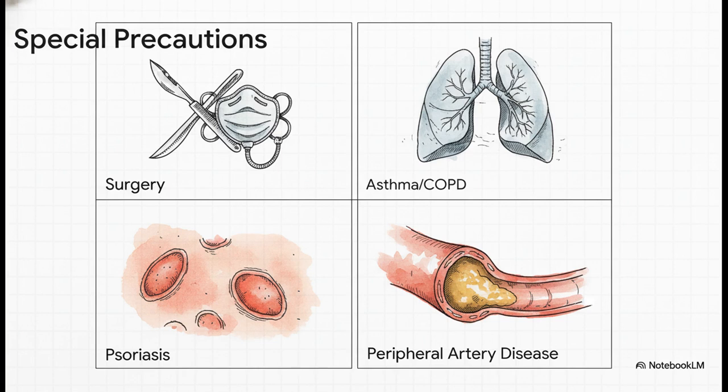And there are a few other special situations to keep on your radar. First, surgery. The anesthetist has to know the patient is on it because it can change how their body responds to things like blood loss. Next, asthma and COPD. Look, bisoprolol is cardio-selective, but it's not cardio-absolute, so you still have to be cautious. Start low, watch them closely. And finally, keep an eye out for skin issues because it can sometimes trigger or worsen psoriasis, and it can also make symptoms of peripheral artery disease a little worse.